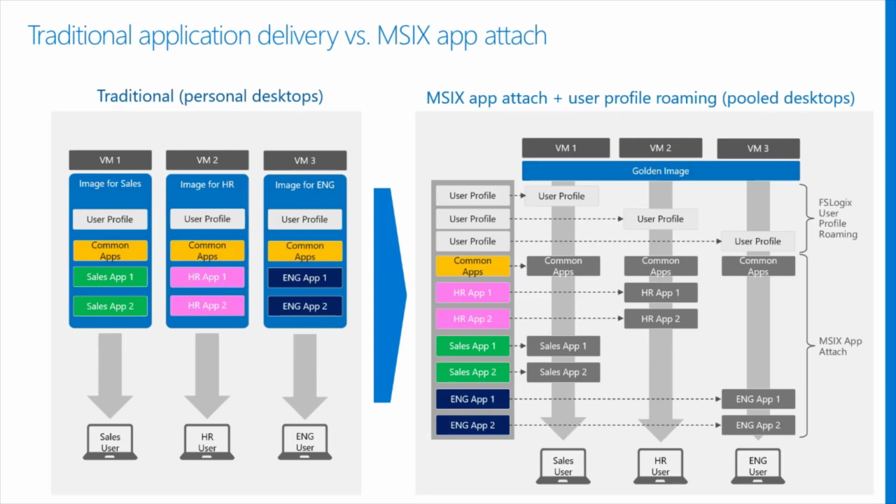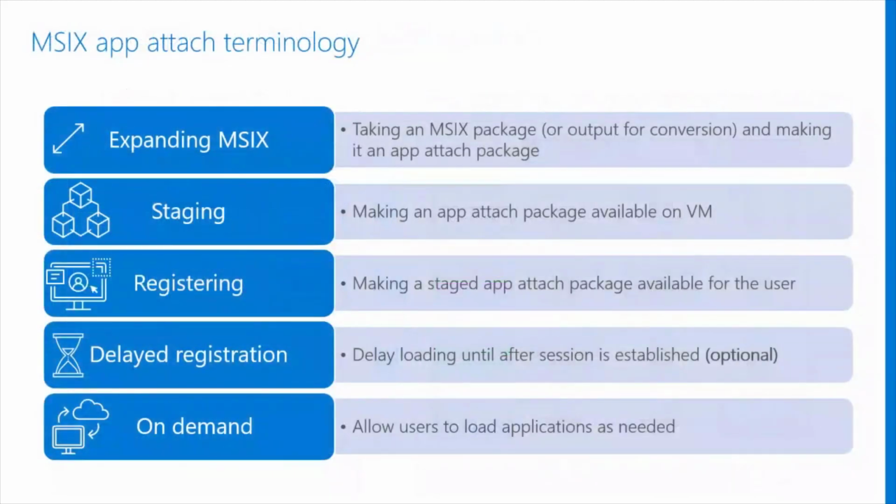And with App Attach, we make it possible to expand that application into a virtual hard drive and assign it on the fly during logon to a user session. So this is the procedure and the terminology that we use for MSIX App Attach. First of all, you create, or you get from an ISV, an MSIX App Attach container. After that, you stage the container, so you pre-mount your virtual hard drive to the session host. Then when the user logs on, you do the registration of the MSIX application. And if you have multiple applications that are dependent on another version, you can delay registration as well, but that's optional.